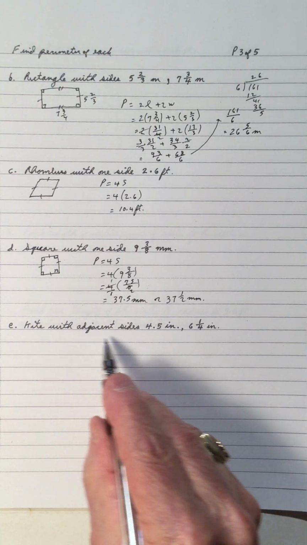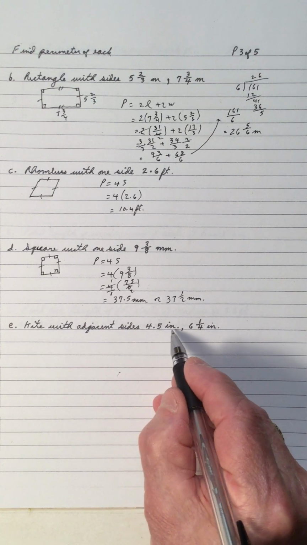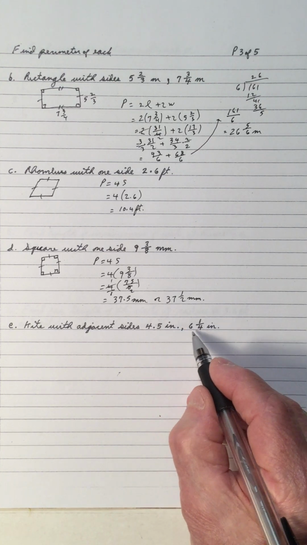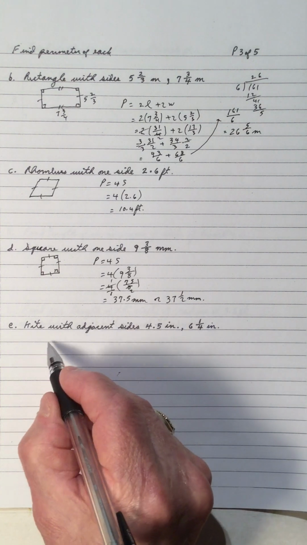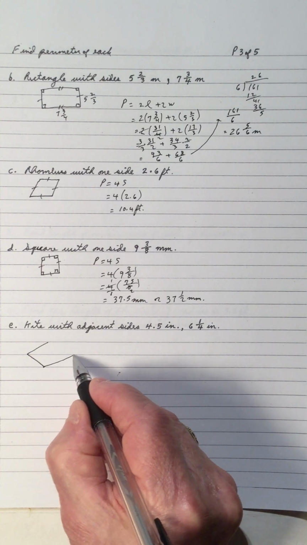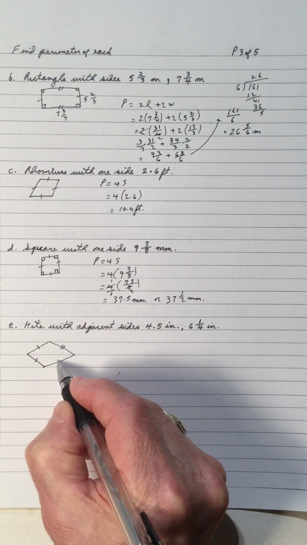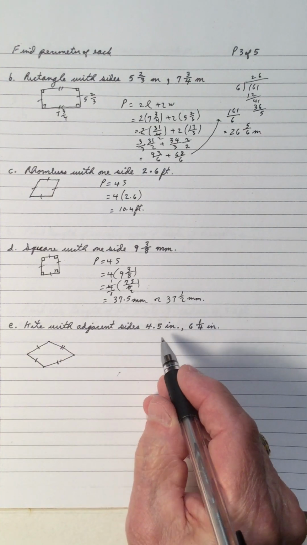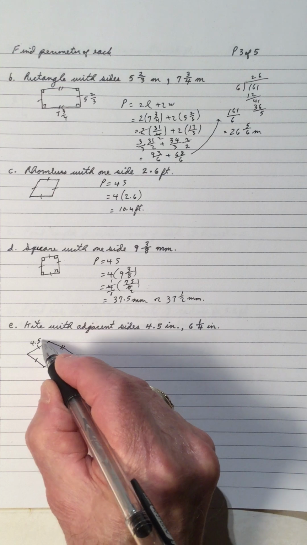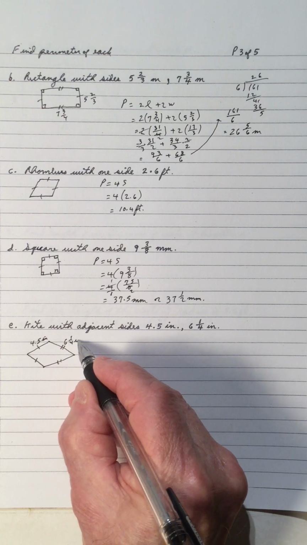E, a kite with adjacent sides of 4.5 inches and 6 1/4 inches. Notice I said centimeters again. That's my brain working a little bit irregular. Now, if you remember, a kite is made up of this shape, and a kite has this side equal to this side, and this side equal to this side. So that's the shape of a kite. This side right here is 4.5 inches, and this one here is 6 1/4 inches.